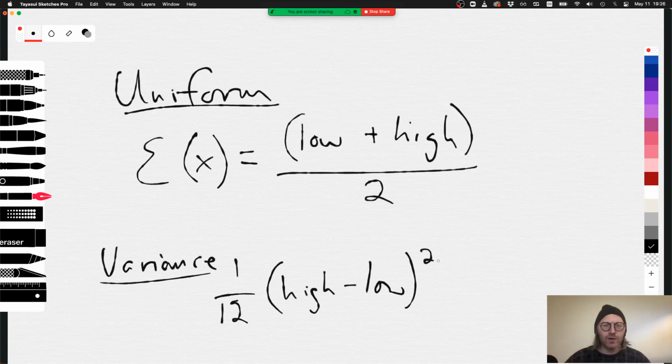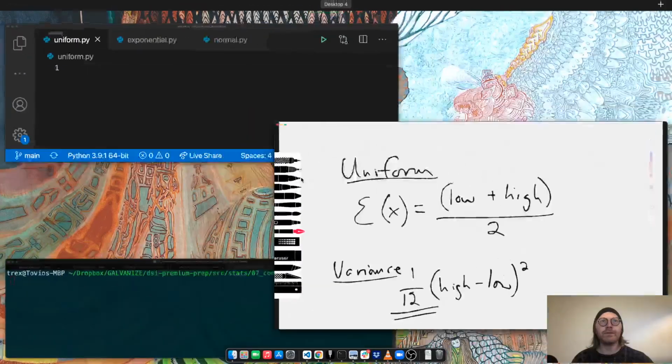I'm planning on making a video explaining this. It's not intuitive, but this does come up in other spaces, and I think it's interesting why this is 1/12 multiplied by the difference between the high bound and low bound squared. So that's all good.